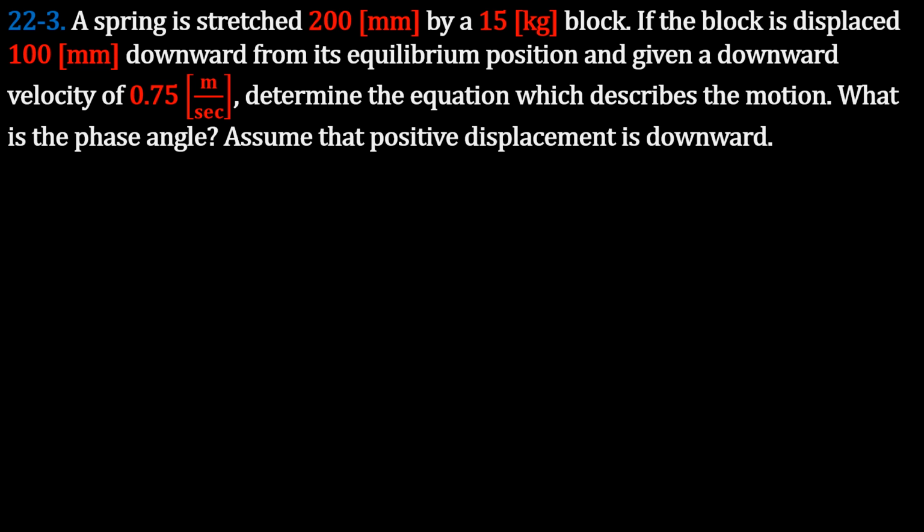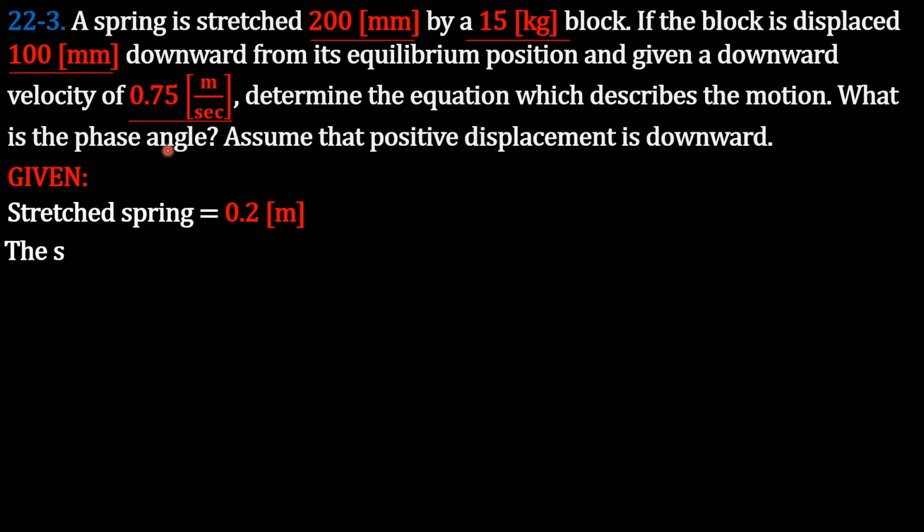So here we are told that we have a spring that is stretched 200 millimeter by a 15 kilogram block. If the block is displaced 100 millimeter downward from its equilibrium position and given a downward velocity of 0.75 meter per second, determine the equation which describes the motion. What is the phase angle? Assume that positive displacement is downward. All right. So here we have 200 millimeter, 15 kilogram, and this block got displaced 100 millimeter downward, and it attained 0.75 meter per second. So now let's write what's given.